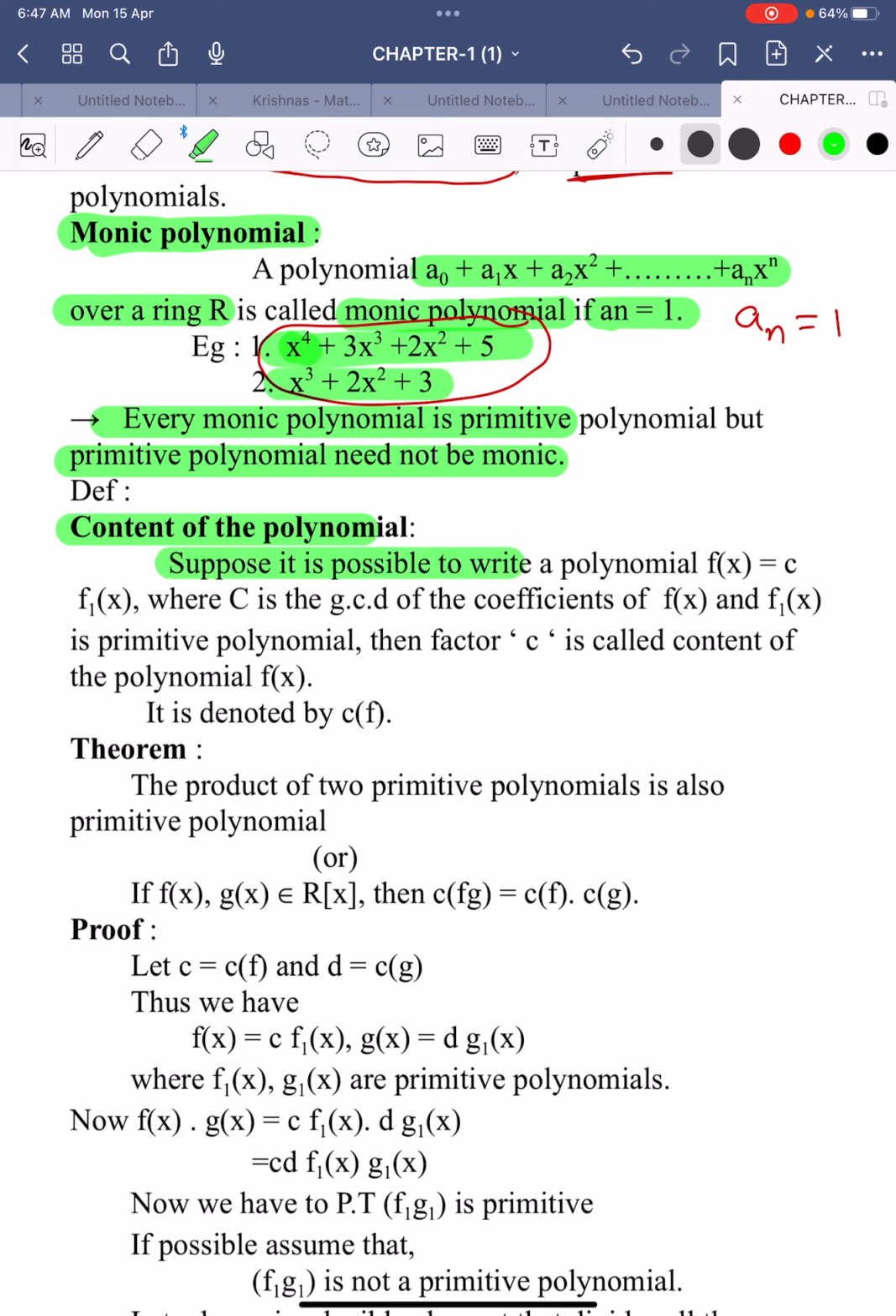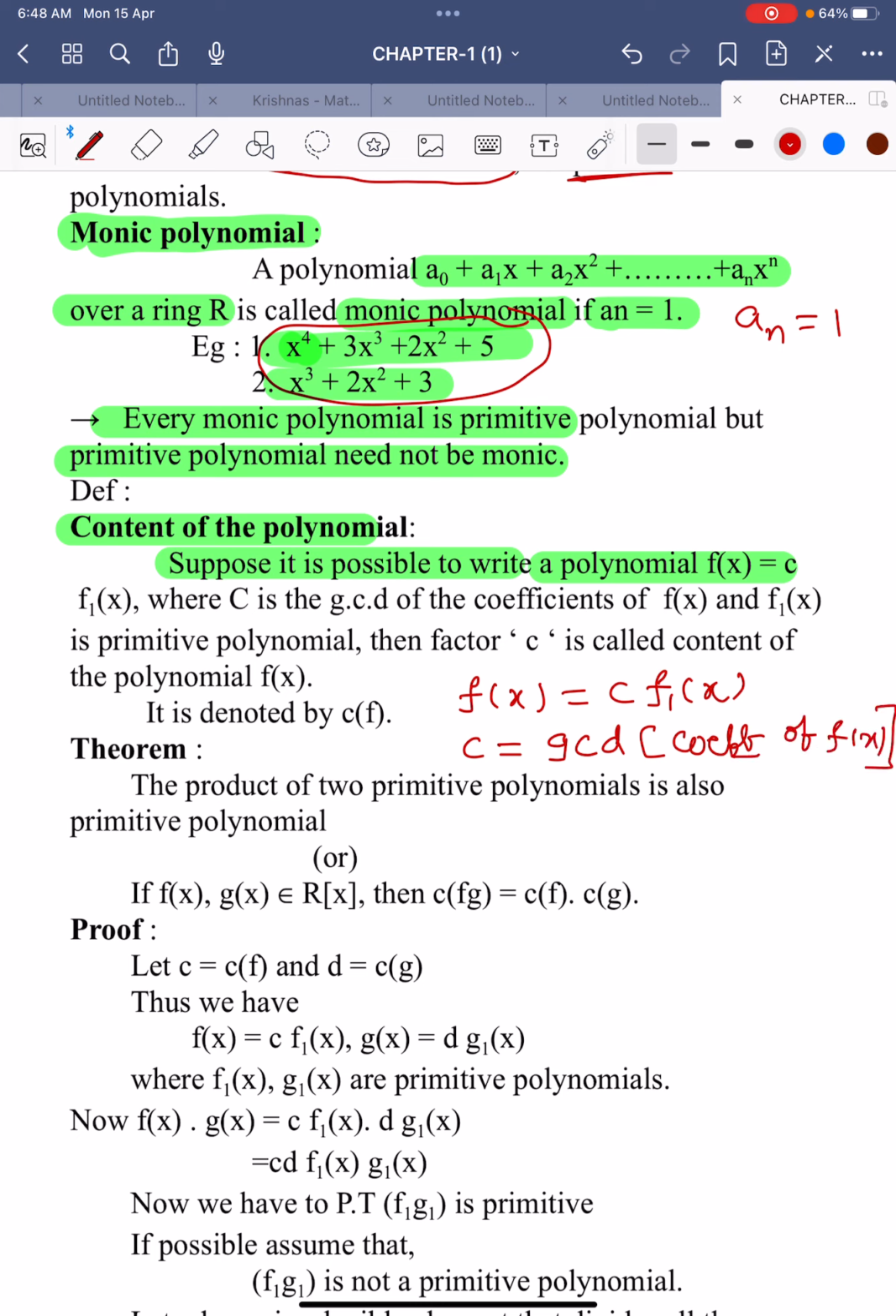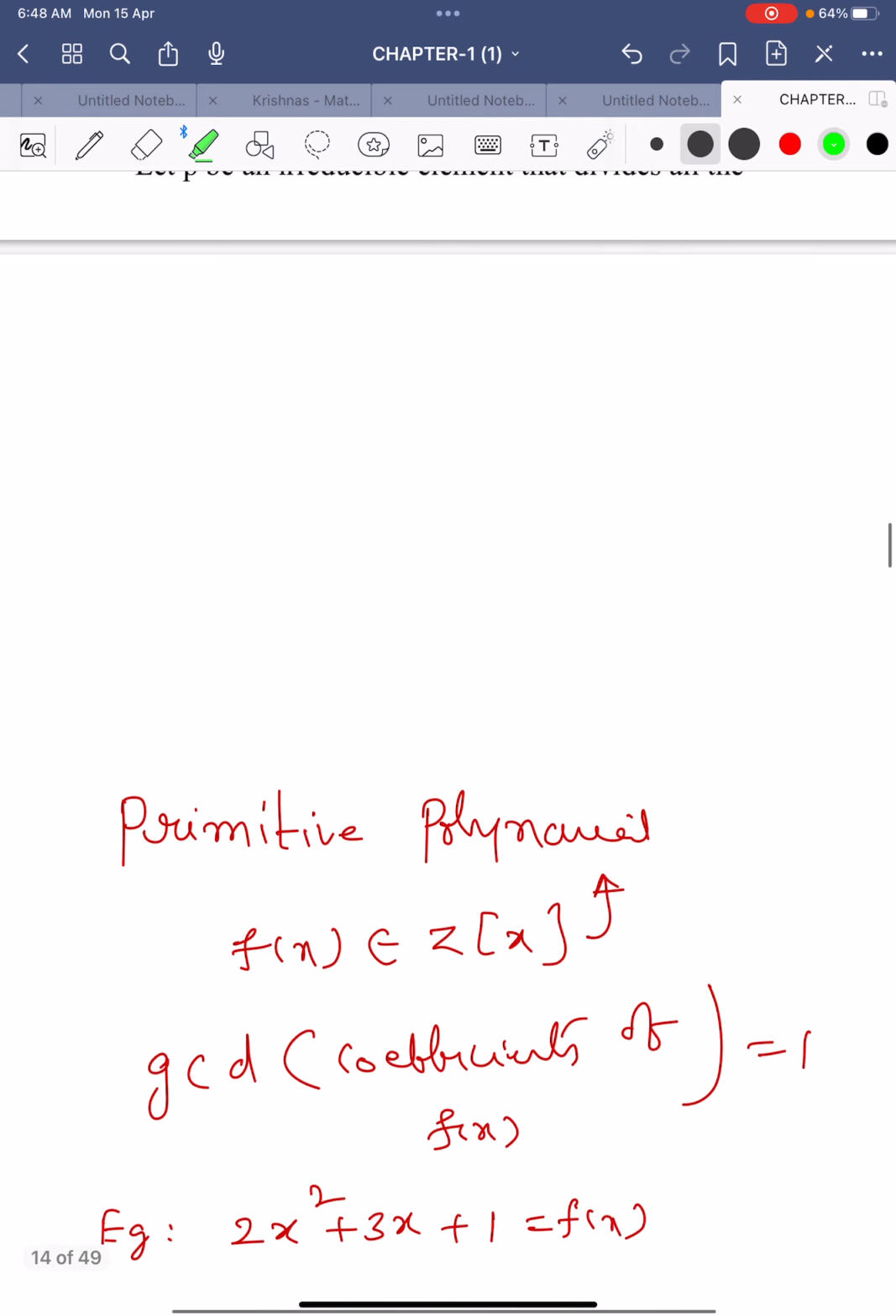Next definition, content of the polynomial. Suppose it is possible to write a polynomial f of x equal to c into f1 of x, where this c is equal to the GCD of the coefficients of f of x, and also remember that this f1 of x is a primitive polynomial. Then this factor c is called the content of the polynomial f of x. It is denoted by c of f. So, important definition, remember, I repeat that.